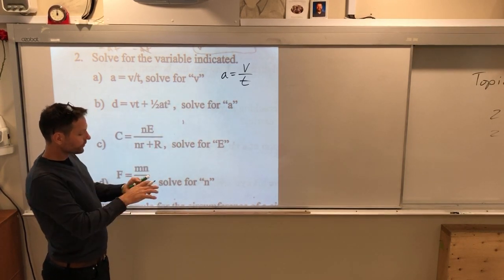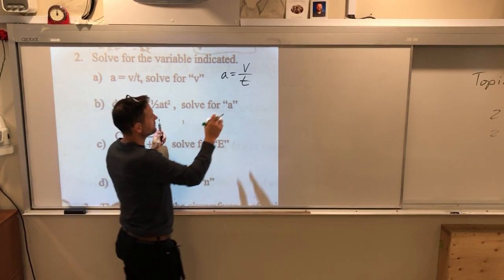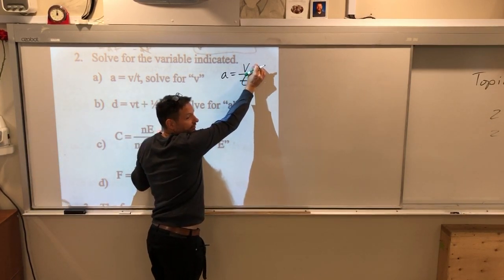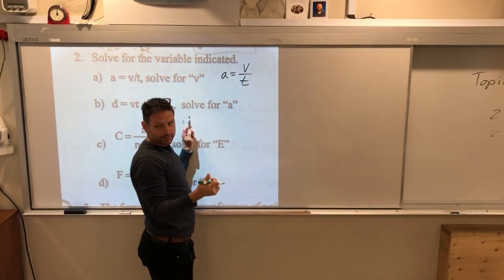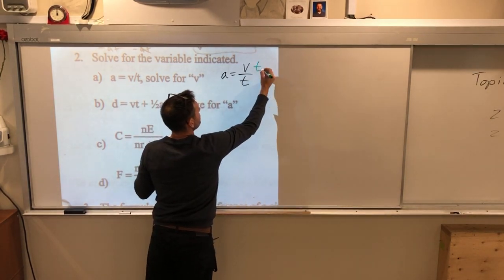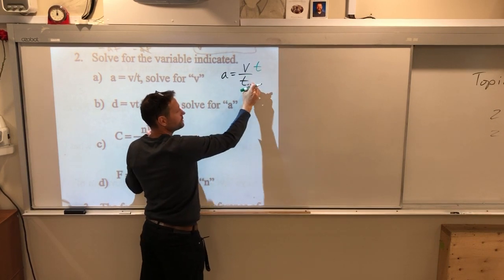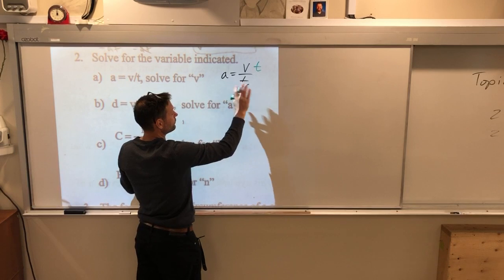So we haven't really done this type yet, but what that means is we want the V to stay where it is, right? And we want this T to get out of here. So how do we get rid of the T? Yeah, very good. You multiply this here, and now you have T divided by T, which is 1. And 1 times V is still V, so that's what we want.